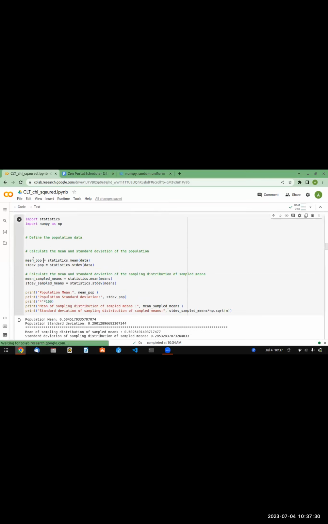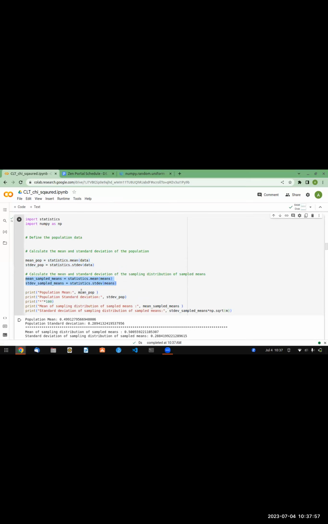So first of all, let's calculate the mean. This is my population data, that is the data variable. I calculate the mean of the 10,000, which is xi. So we are going to prove whether xi and yi are the same or not, because the central limit theorem tells that, right? Now the standard deviation also you can calculate from the data. Now you have the means data. There also you can calculate the mean and standard deviation.